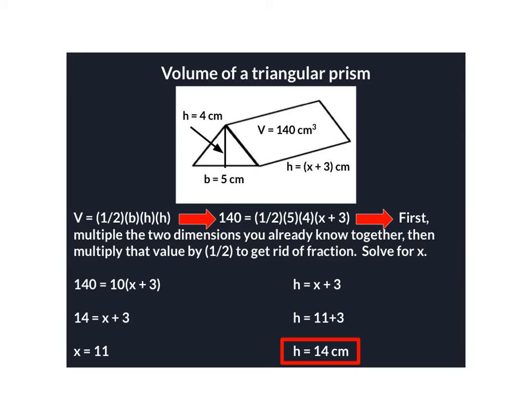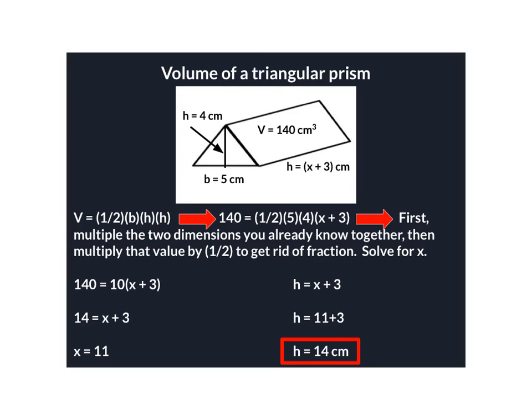In geometry, we always will plug it back in to find the value of the missing dimension. So we're looking for the height here, which is represented by x plus 3. But again, we now know the value of x. So to get the height, which is x plus 3, we substitute 11 for x. 11 plus 3 is 14. And so 14 is the height of this prism.